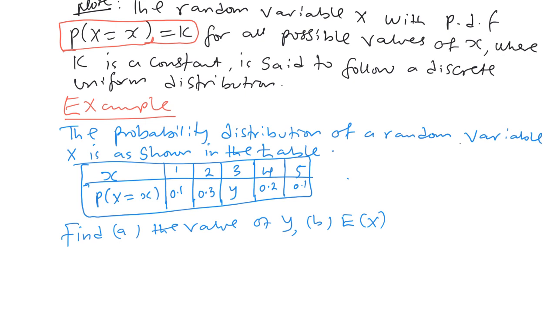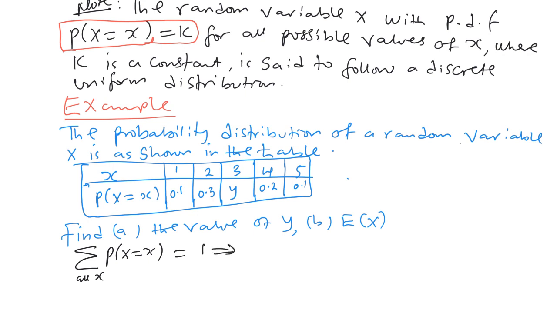The first question is simple. Find the value of y. How do we get the value of y? Since y is a probability, we know that the summation of all probabilities is 1. So that statement will give us y. The summation of the probability of x equal to small x for all x's must give us 1.